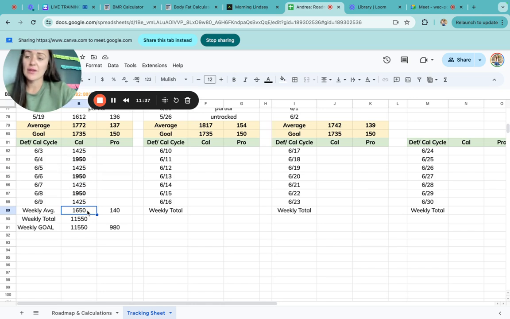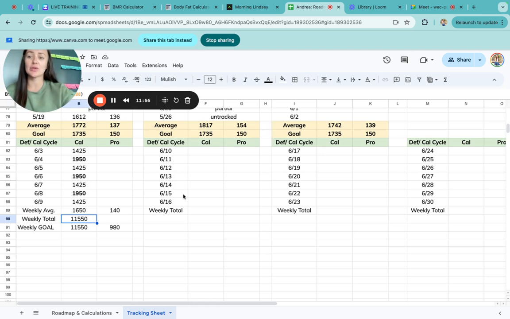And the way that I found that is I just did 1650 times 7. So that weekly total calories needs to be 11,550. And then I just decided how I wanted to divide that over the days to give her 3 high days and 4 low days. Now she can schedule these wherever she wants.